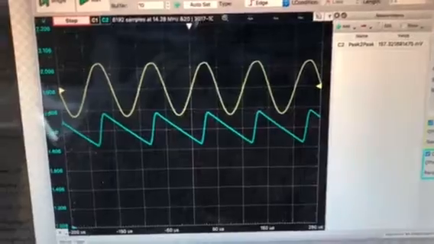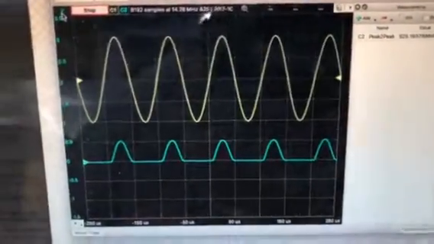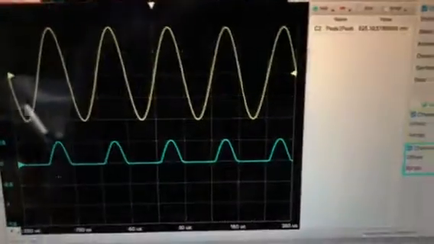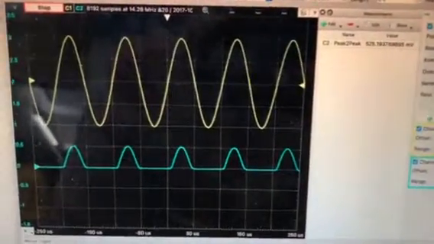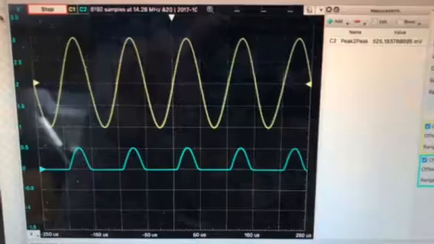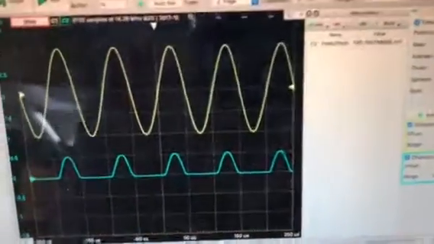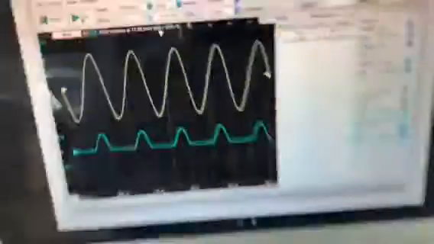When the capacitor was removed, we observed this waveform, which shows the half-wave rectification. We also observed a much smaller amplitude in the output voltage due to the passive filter.